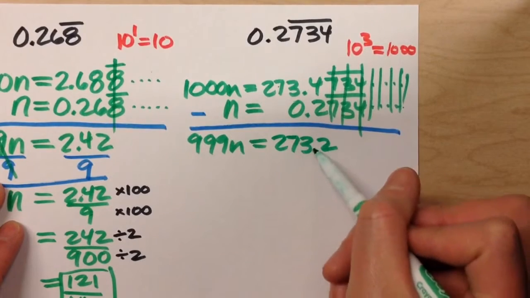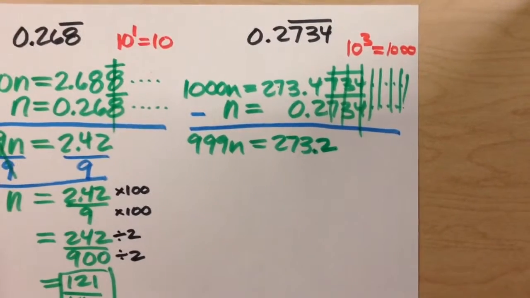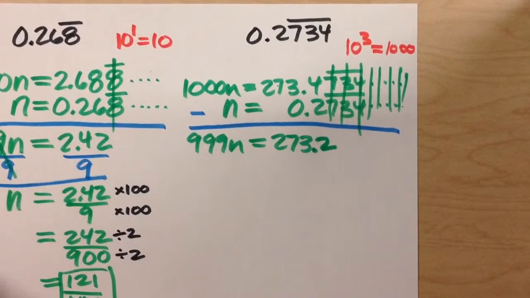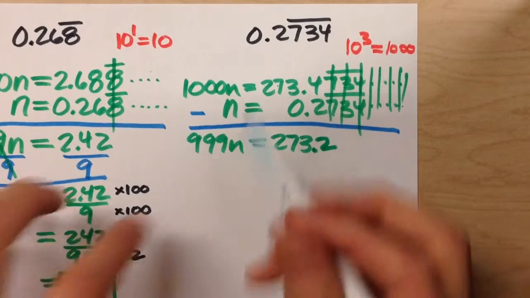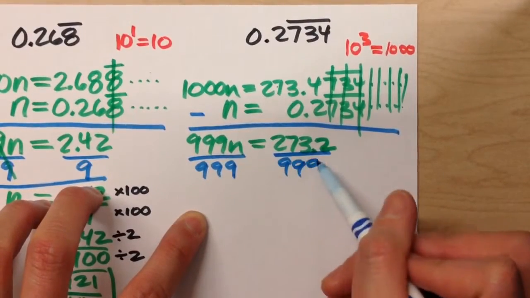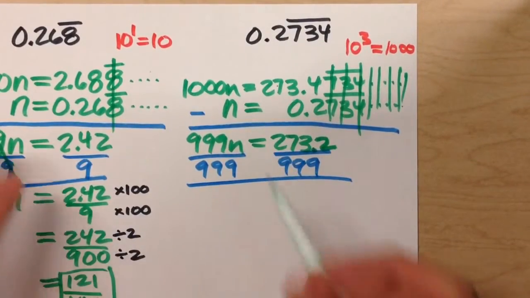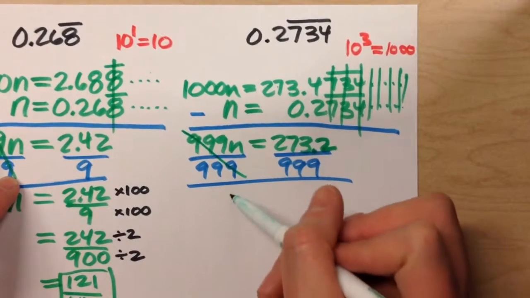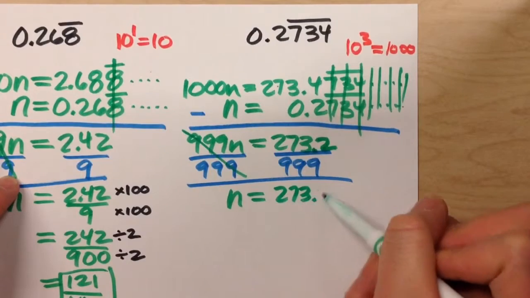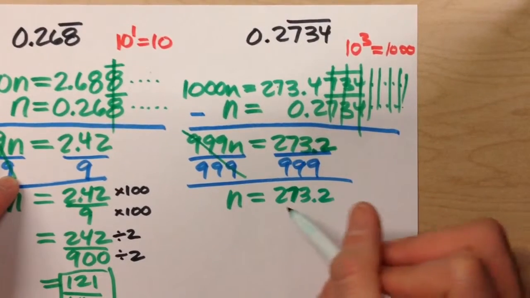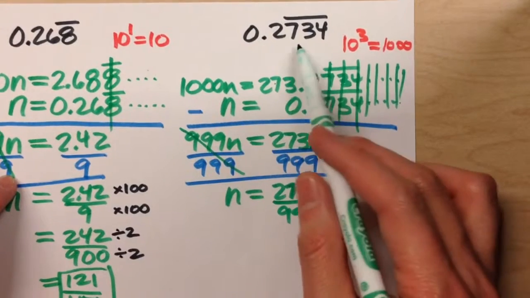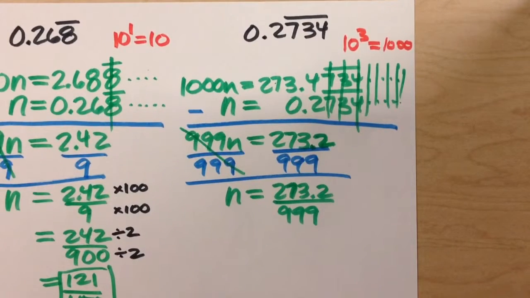And again, because of the way we set this up and subtracted, we no longer have repeating digits. Now I can solve for n. Divide both sides by 999. The 999's undo each other. N drops down, equals drops down, and 273.2 over 999 is the fraction that decimal equals.